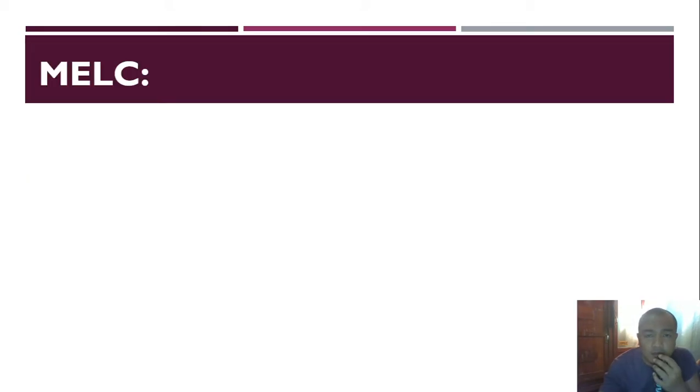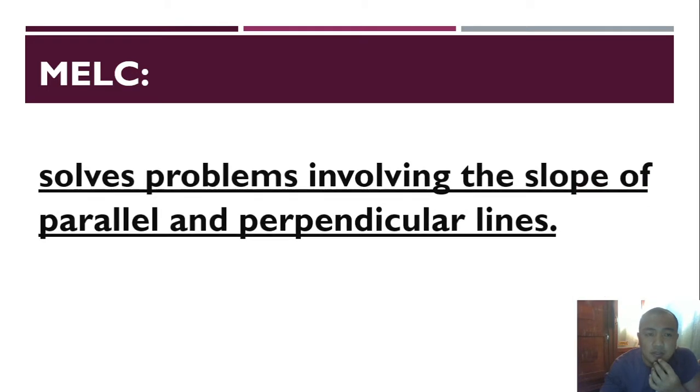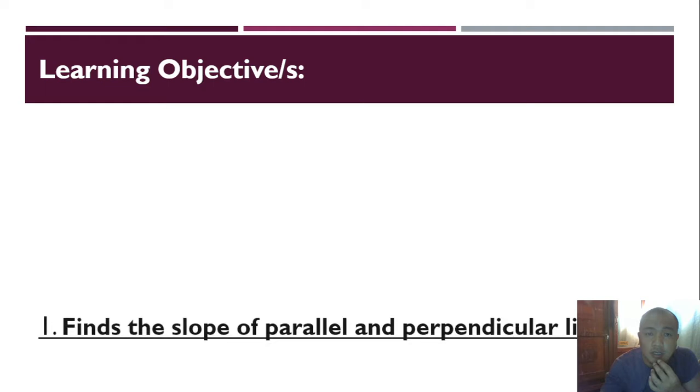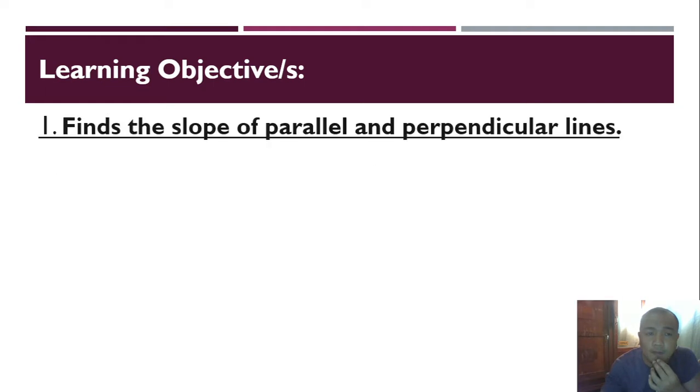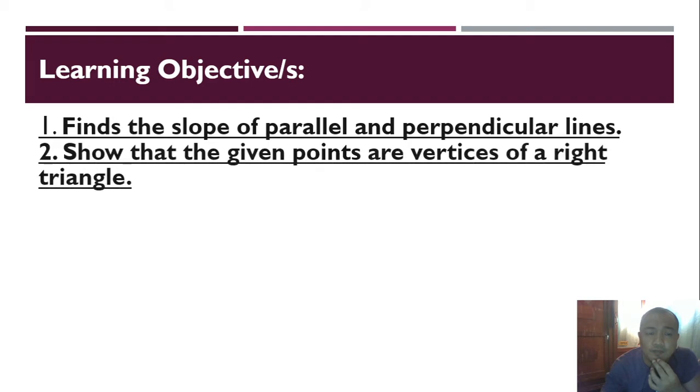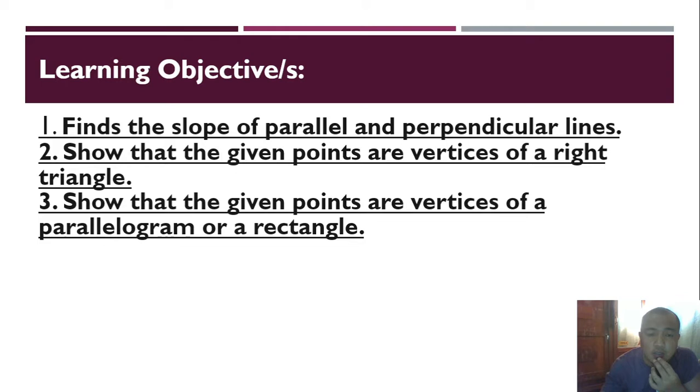The focus of this topic is solving problems involving the slope of parallel and perpendicular lines. And about the learning objectives: find the slope of parallel and perpendicular lines, show that the given points are vertices of a right triangle, and show that the given points are vertices of a parallelogram or rectangle.